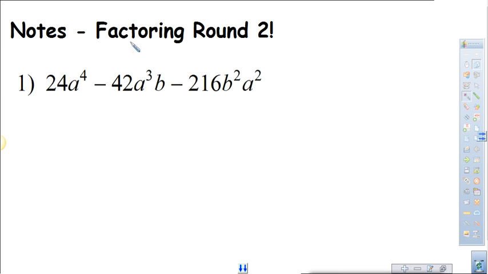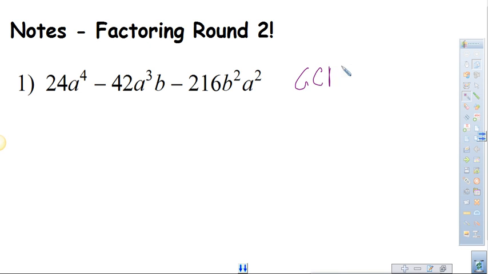Alright, so notes on factoring round 2. Even though this is round 2, the first thing we are still going to look for is a GCF. So, 24, 42, and 216 absolutely have a number that goes into each of those, which is 6.